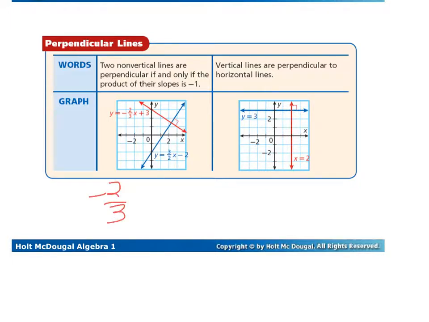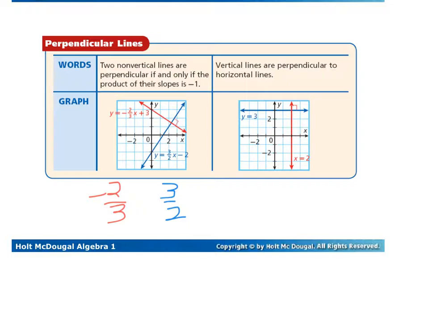And the blue line has positive, flipped upside down, 3 over 2. When you see that the slopes, one is negative, one's positive, and they're reciprocals, you will know that those lines are perpendicular. The other type of situation where you do not have numbers in front of x are the vertical and the horizontal lines. This is a quiz question and a test question.